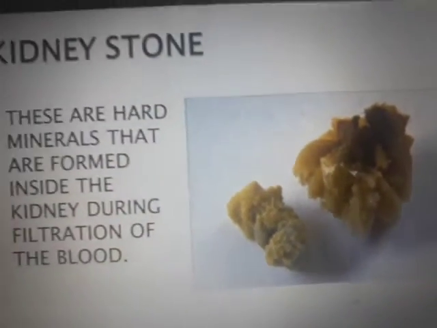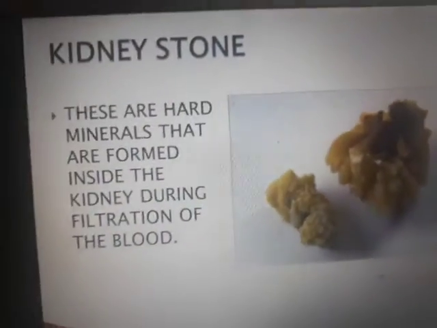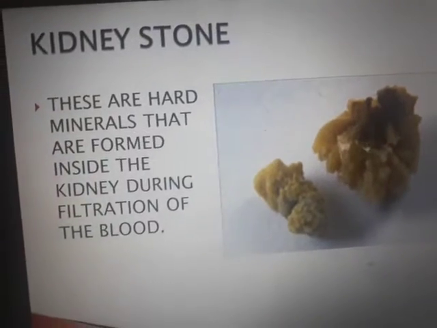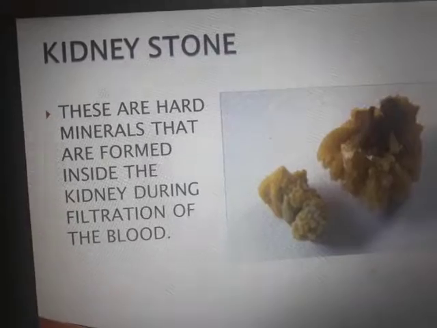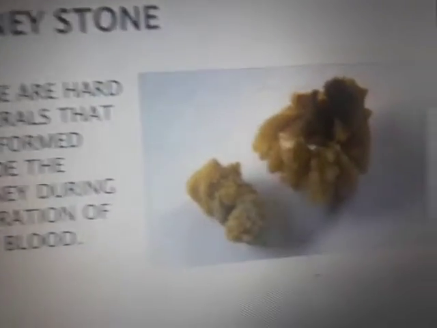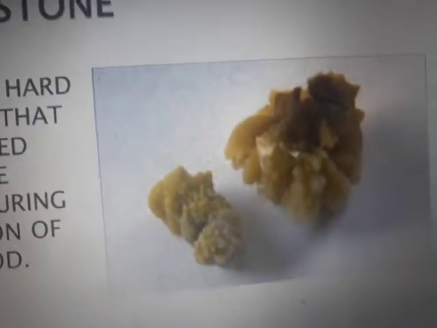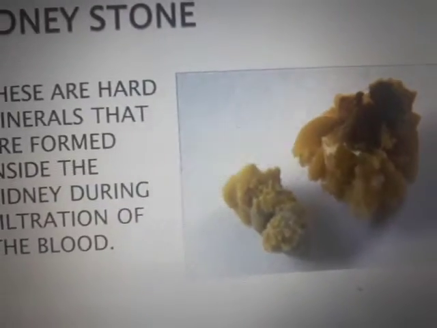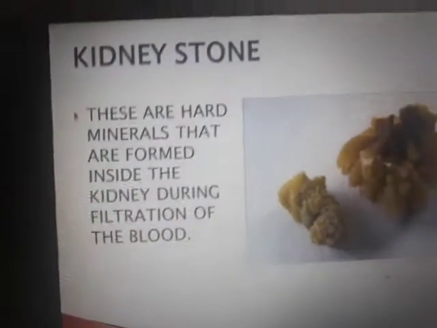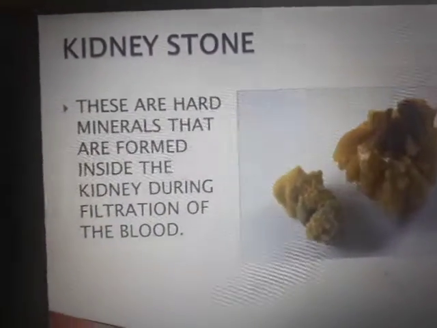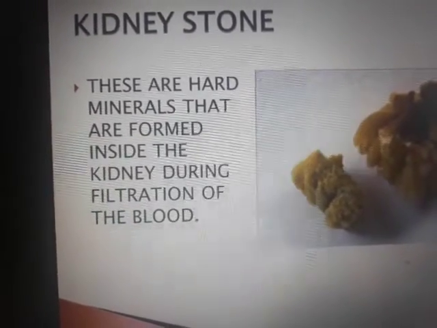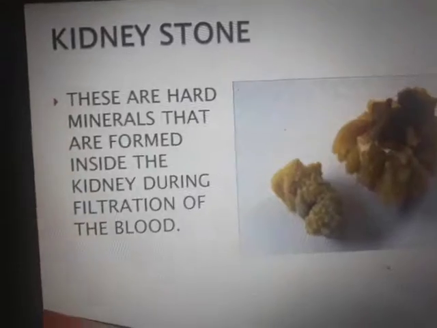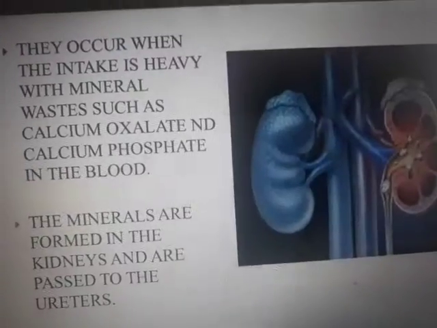Have a look at this. Now these are just examples, and they come in various shapes actually. When they are formed, they start from being very minute and then slowly grow in size. It is just like a stone structure. But what makes these stones happen in the kidney? These are hard minerals that are formed inside the kidney during the process of filtration of the blood.